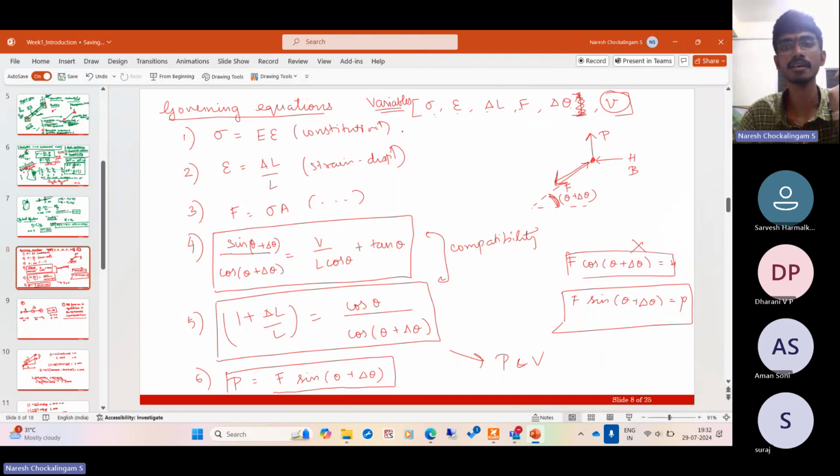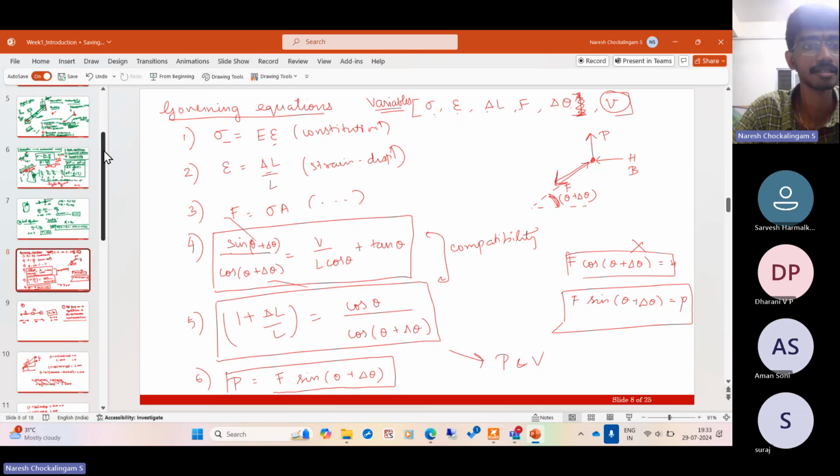So the task is now to eliminate all these sigma, E, epsilon, delta L, F, and then what else? Delta theta. So these are to be eliminated, right? Fine. So up to this point, we have come to the third step of this. So this is a big step.